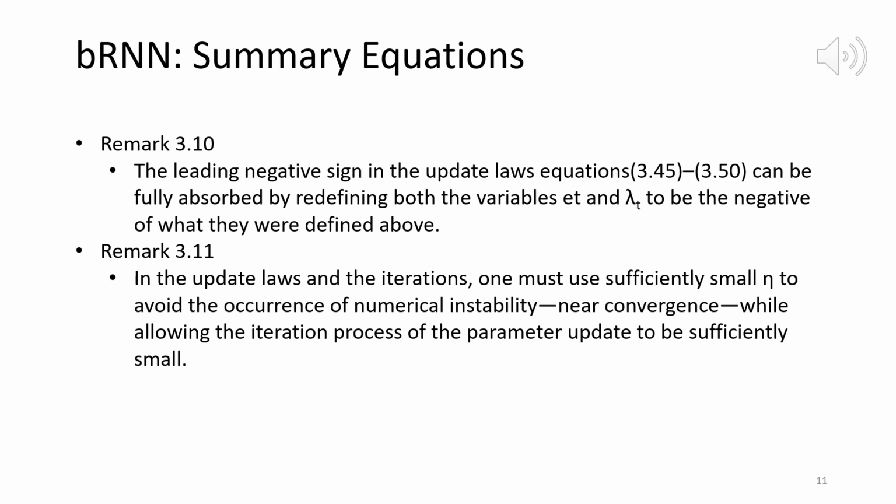Remark 3.11: In the update laws and the iterations, one must use a sufficiently small learning rate to avoid the occurrence of numerical instability near convergence, while allowing the iteration process of the parameter update to be sufficiently small. The presence of the dominant stable linear term in basic recurrent neural networks would ensure that, for bounded parameters, the network is bounded input bounded state stable and thus the states, costates, and consequently, the gradient would not grow unbounded. This ensures the basic recurrent neural networks can steer the error in the cost-state sequences towards zero during training.